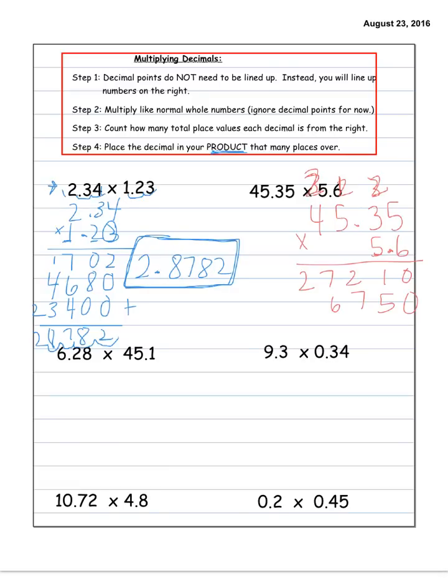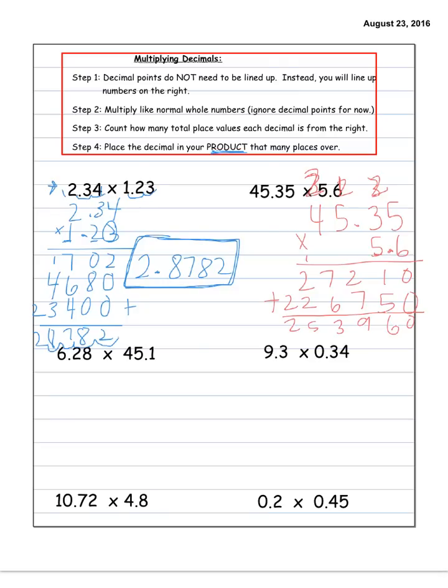And 5 times 4 is 20, plus the 2 we just regrouped equals 22. And again, we add these two partial products together. So 0 plus 0 is 0. 5 plus 1 is 6. 7 plus 2 is 9. 7 plus 6 is 13. Regroup our 1. 2 plus 2 is 4, plus 1 is 5, and we bring down our 2.